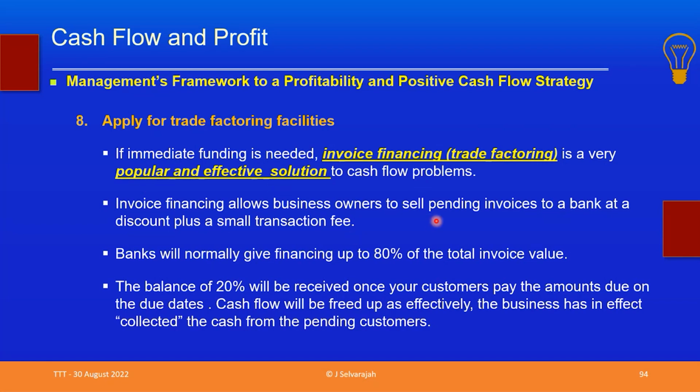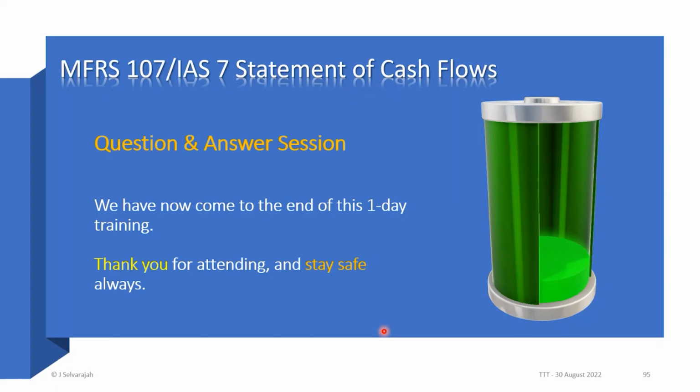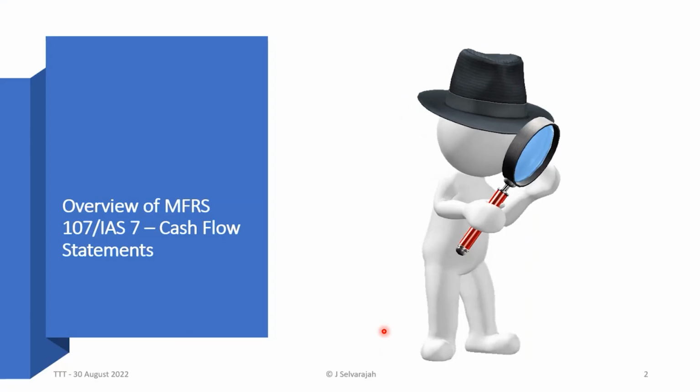Invoice financing allows a business to sell its invoices to a bank at a discount. Banks will normally give financing up to 80% of your invoice price, so you have cash to roll. It is important to have the cash to roll, and that will make for better cash flow as well. The balance of 20% will be received once your customer pays the amount on the due date. When the customer pays you back, the 20% is yours, and the 80% you pay back to the bank, with the interest charged. Cash flow will be freed up effectively, and the business has in effect collected the cash from pending customers.